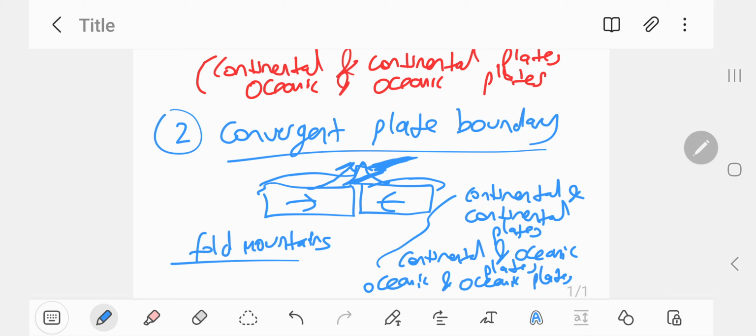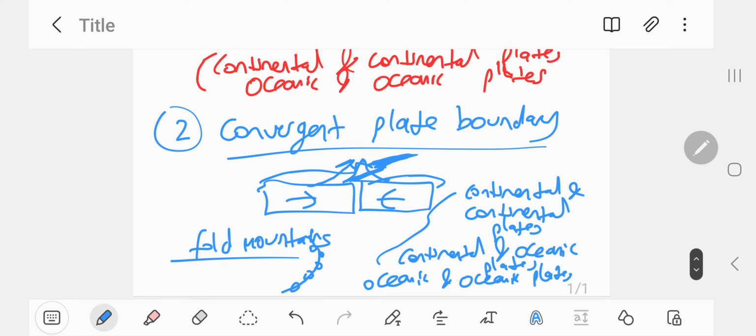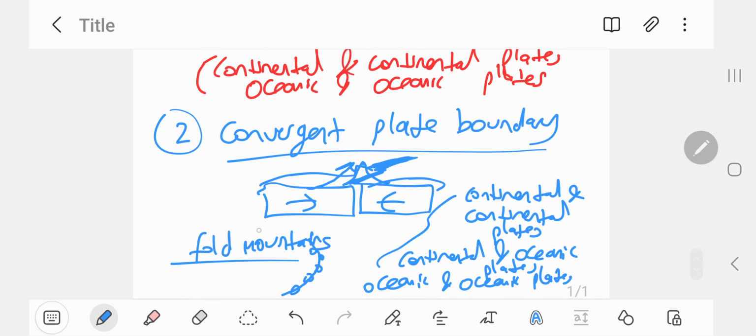You can also get volcanic island arcs, which is basically a belt of volcanoes formed above a subducting oceanic tectonic plate, with the belt of the volcanic arc arranged in an arc shape. So like this, for example. When two plates come together, you can get volcanic island arcs. So fold mountains, also volcanoes, can form this way.